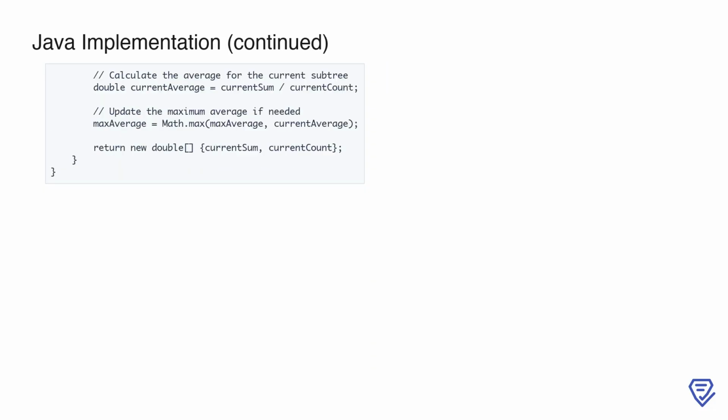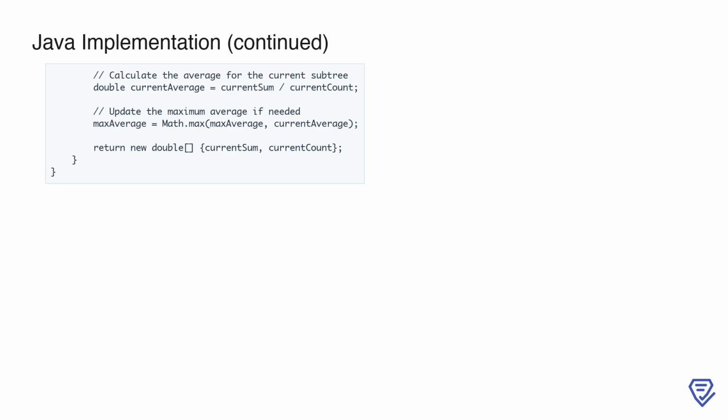With the subtree's sum and count calculated, we can now determine the average for the current subtree by dividing the sum by the count. This provides us with the current average, which represents the average value of all the nodes in this subtree. We then compare this current average with the global variable max average, and if the current value is larger, we update max average accordingly. This ensures that by the end of the traversal, max average will contain the highest average found across all subtrees.